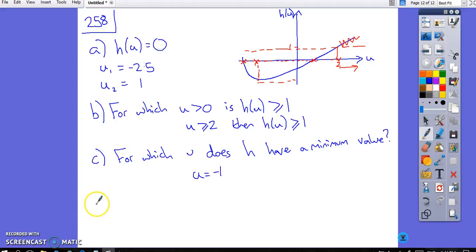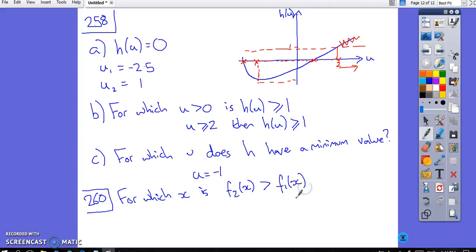Next, I want to have a look at 260, which is related to the second diagram, the middle diagram, and this just asks us for which x is the second function greater than the first function. You can see that the second function is the blue line and the first one is the red line, and you can see that the blue line becomes larger than the red one when x is greater than 3. So this is your solution for 260.